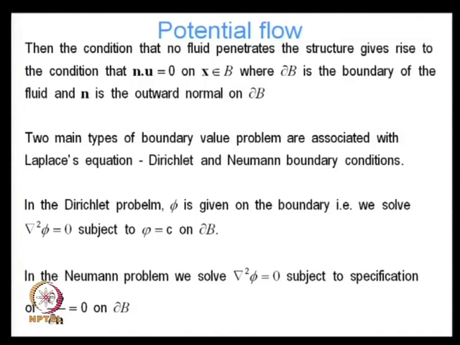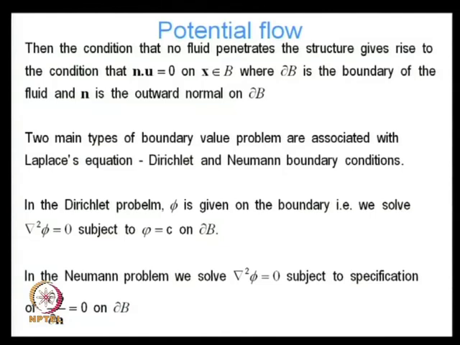So, phi is equal to some constant on some boundary. Somebody tells me to solve Laplace's equation, given that phi has this value on a certain part of the boundary. So, that is a Dirichlet problem.